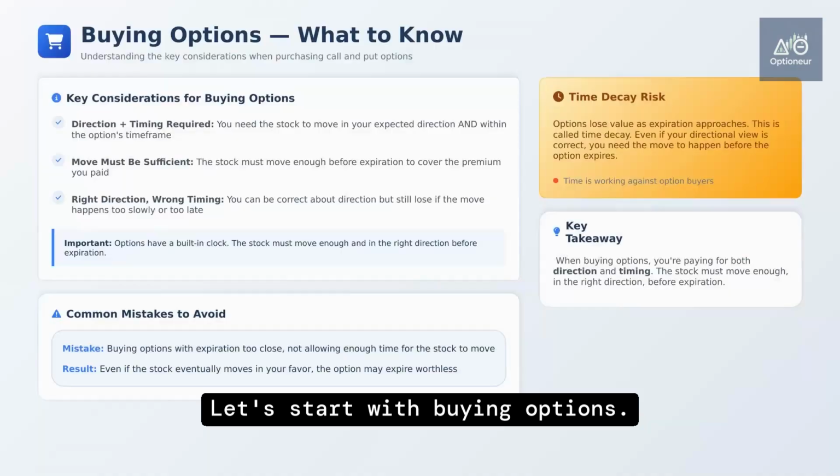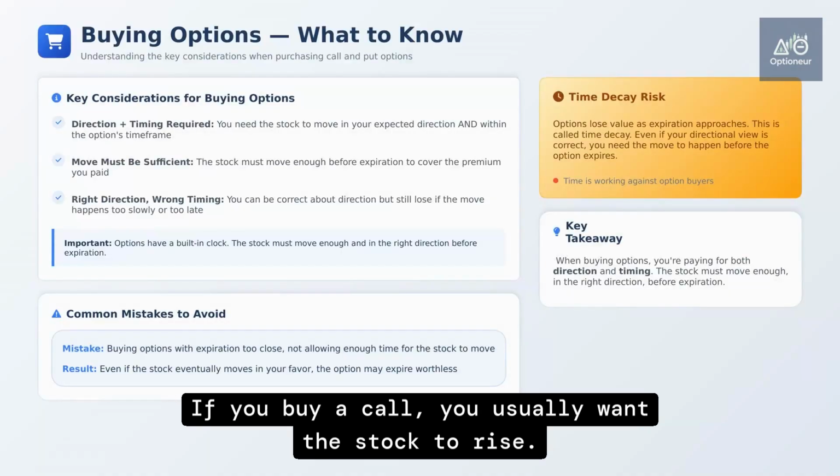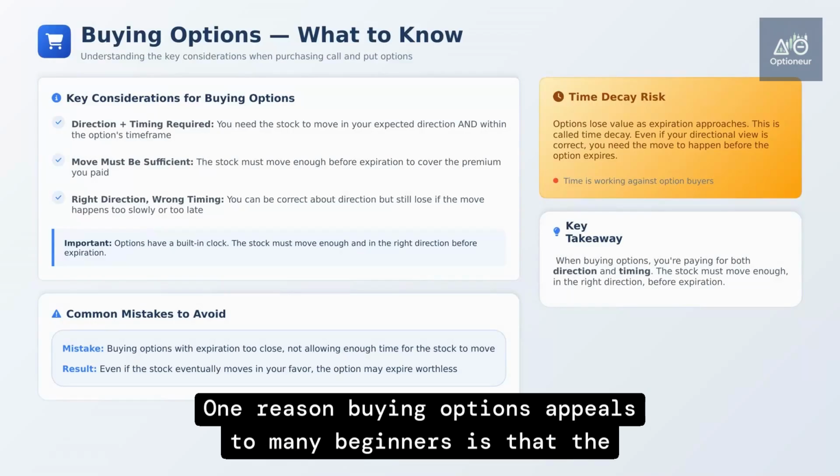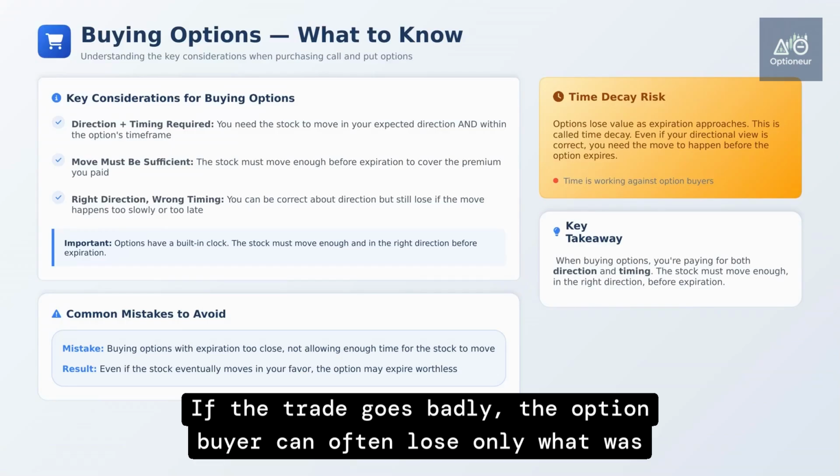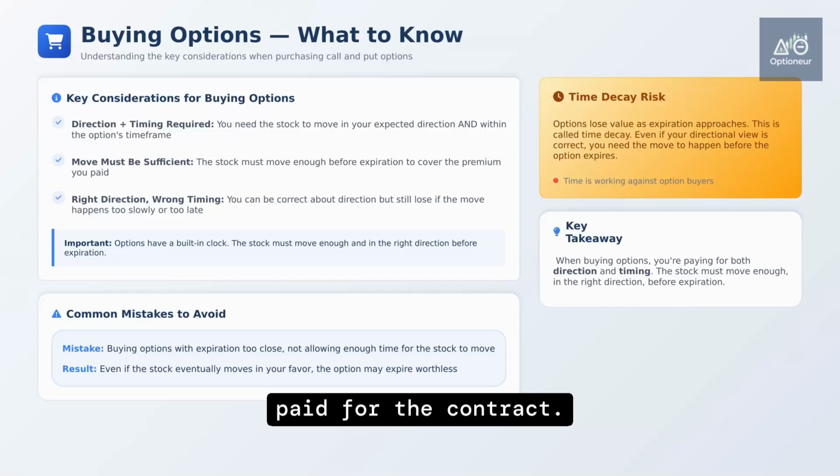Let's start with buying options. If you buy a call, you usually want the stock to rise. If you buy a put, you usually want the stock to fall. One reason buying options appeals to many beginners is that the maximum loss is often limited to the premium paid. If the trade goes badly, the option buyer can often lose only what was paid for the contract.